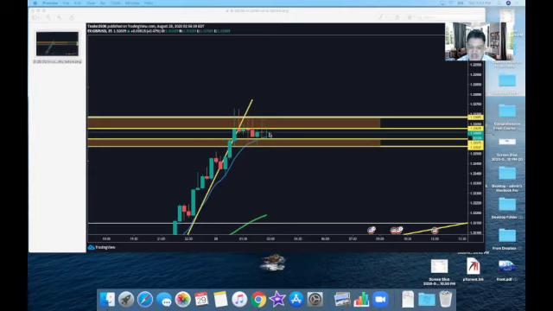I created this zone afterwards for you guys, but my original zone was down here with a high right there. My high was right there, and the trend line was right on it. As it broke down below the trend line, I entered. It gave me like 5 pips, I think. And then it started coming back up, like you can see on this one.